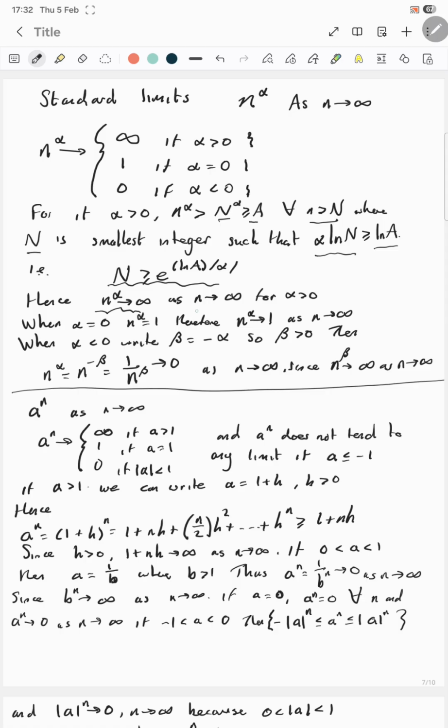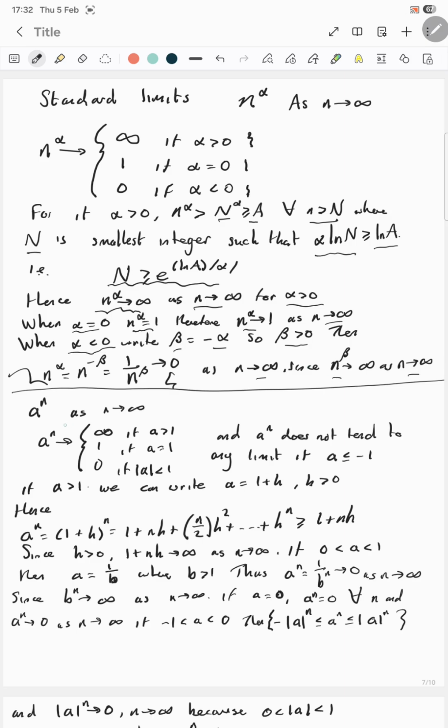Hence n to the alpha goes to infinity as n goes to infinity for alpha greater than 0. When alpha equals 0, n to the alpha equals 1, hence n to the alpha goes to 1 as n goes to infinity. When 0 is greater than alpha, we write beta equals minus alpha, so that beta is greater than 0. Then we can write this as such, and it goes to 0 as n goes to infinity, since n to the beta goes to infinity.